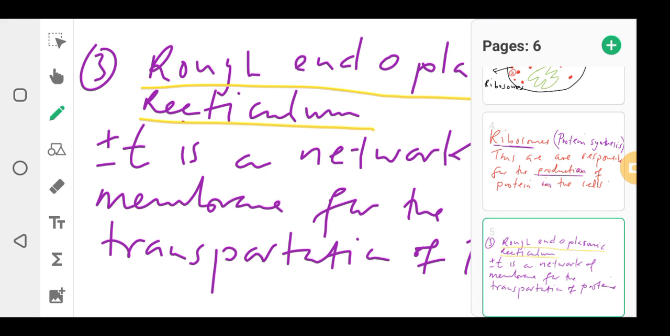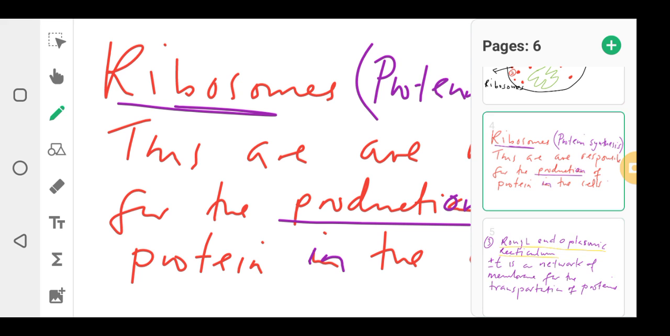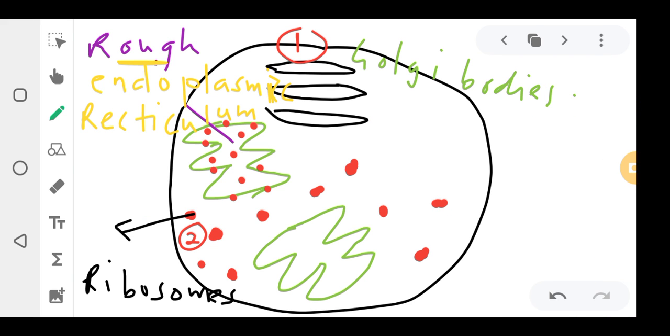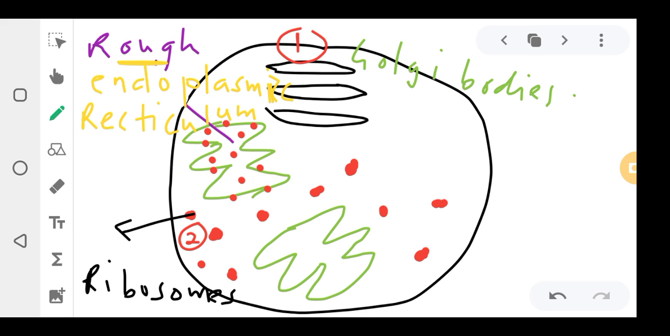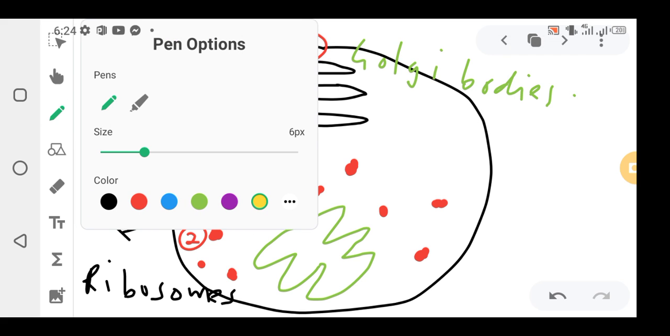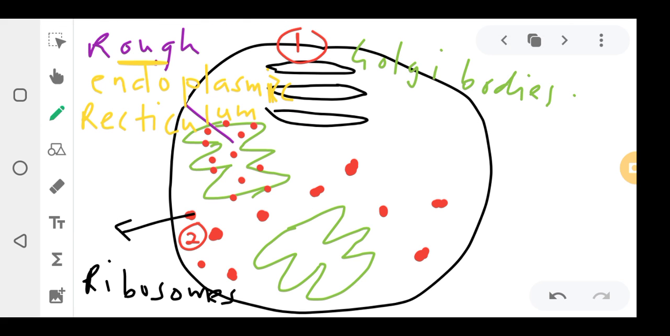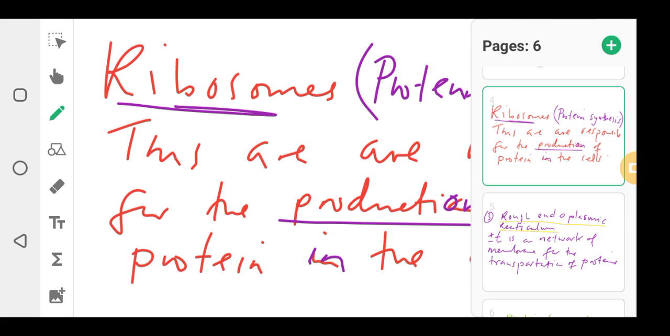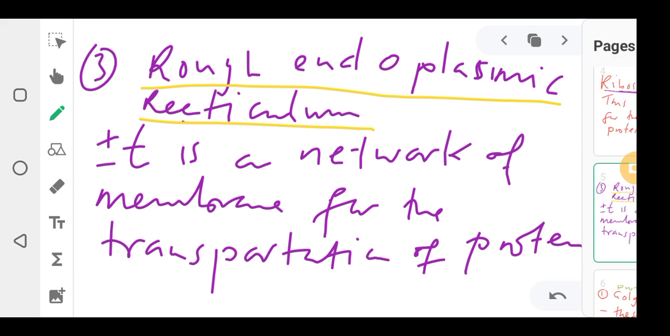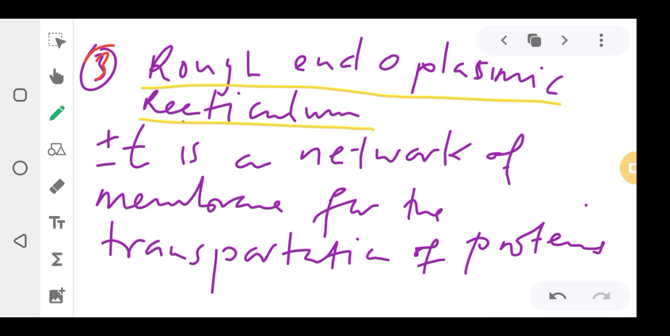And then this one is called the smooth. So this one is number what? Number 3. Okay, this part is number 3, which I was explaining here. As I said, it's number 3. So this is part number 3.